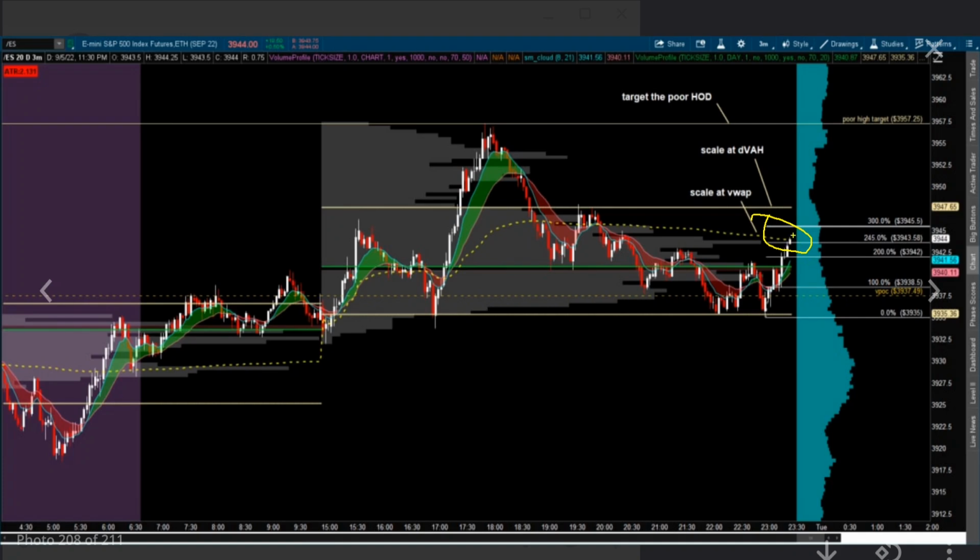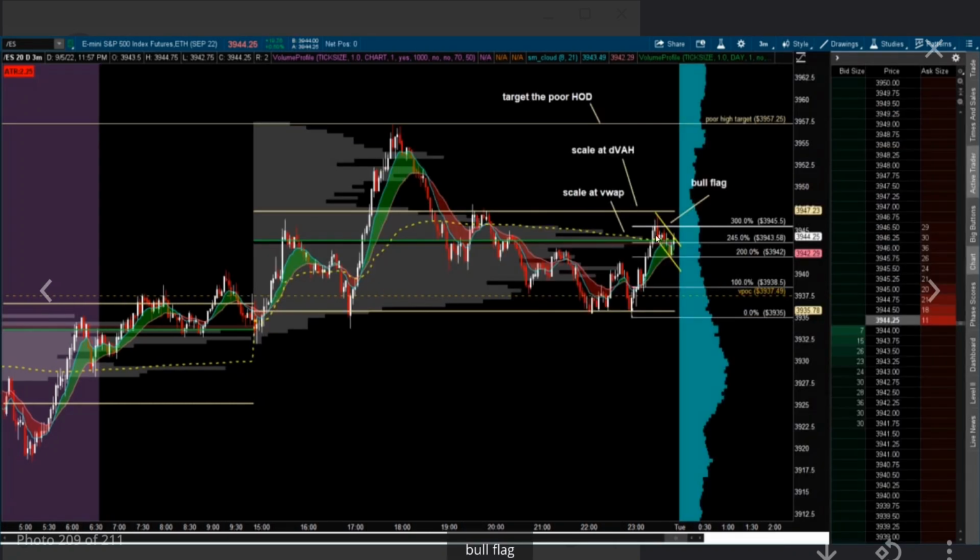Now we basically just come up and try to tag this target. Of course, we're going to move our stop up now. You could move your stop to the break-even point. So right now we're basically just looking to see whether this thing will be able to get up to this value area high.